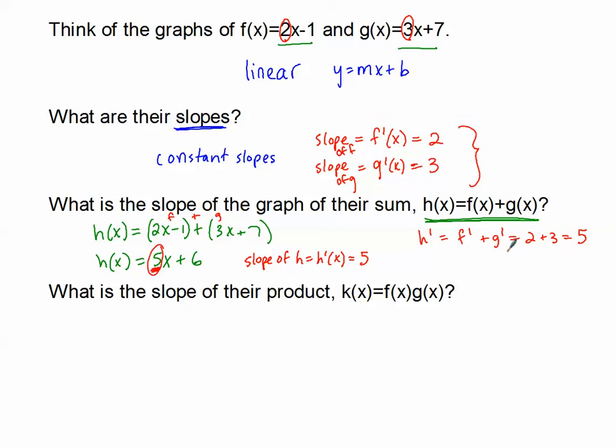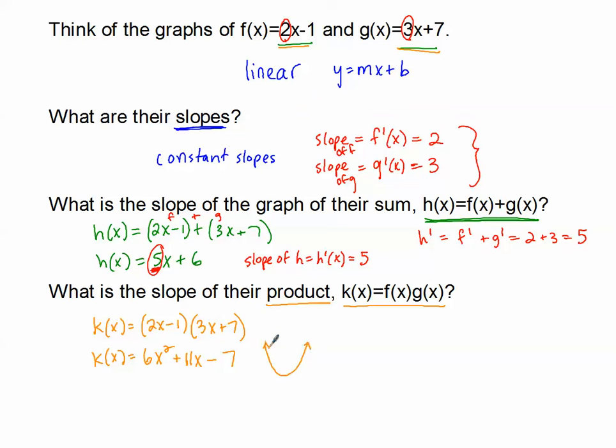How about a product? My next question to you is, what is the slope of the product? Call it k of x, f of x times g of x. If I start by creating k of x out of those two functions, f of x is 2x minus 1, and g of x is 3x plus 7. I'm going to multiply that out so we can get a better idea of what the graph looks like. So this product results in a parabola.